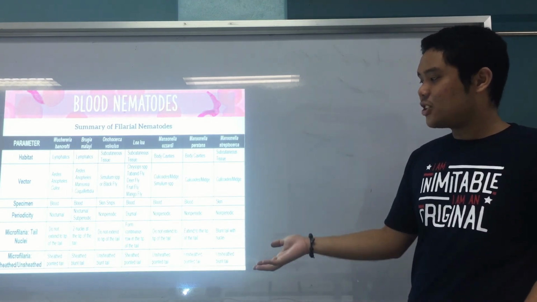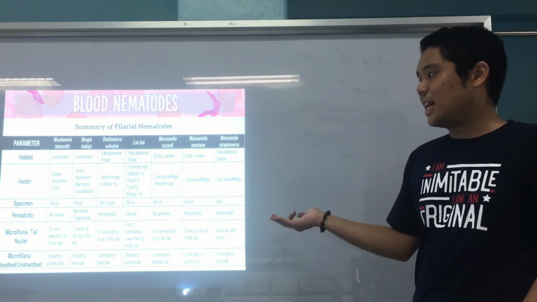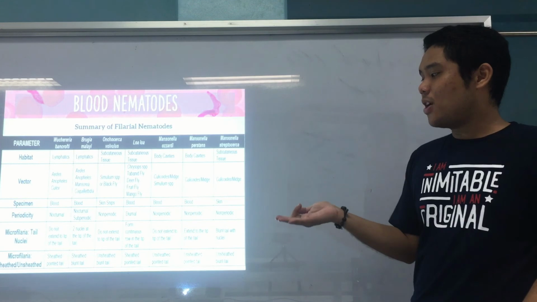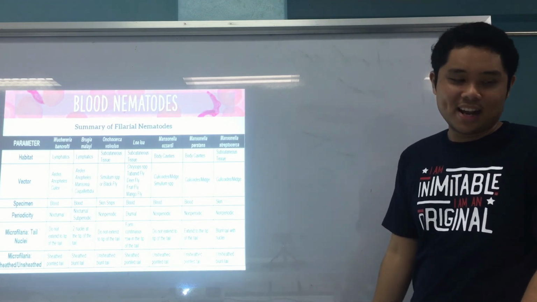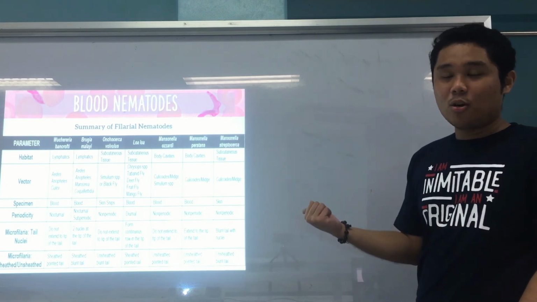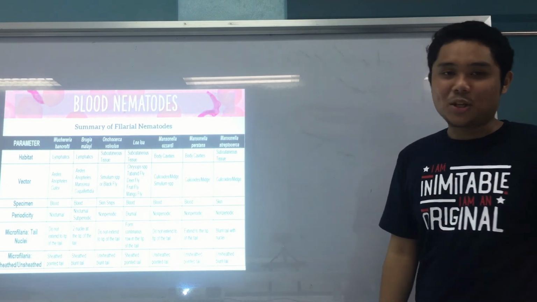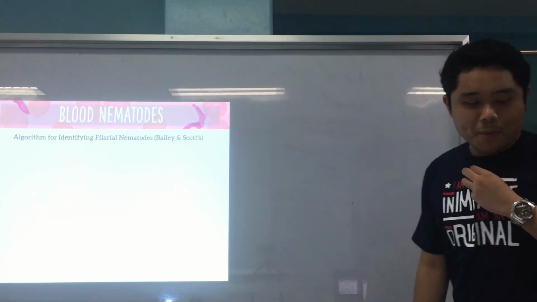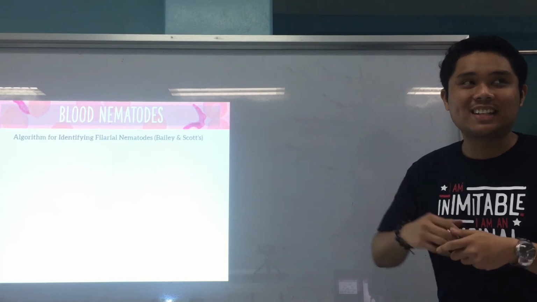And for sheathed, Wuchereria, Brugia, and Loa are sheathed. So, Wuchereria, Brugia, and Loa are sheathed. The rest is unsheathed. Okay. And again, in Mabernal's notes, there is also a table. So, very easy then to remember. Okay, alright. Now, we go to this algorithm or flowchart. Right? We like flowcharts.